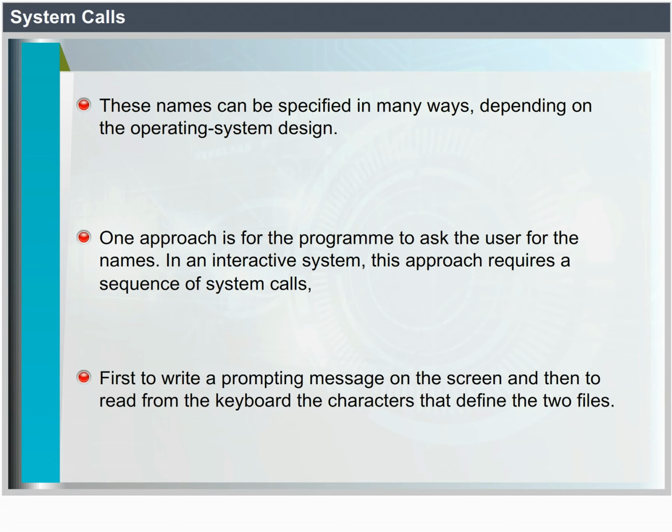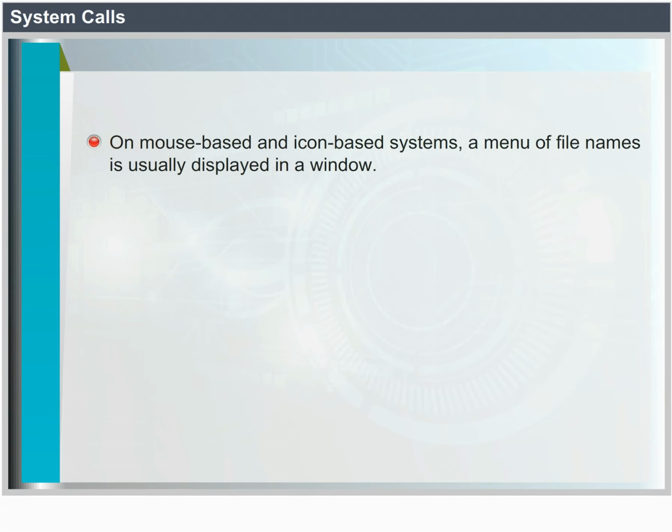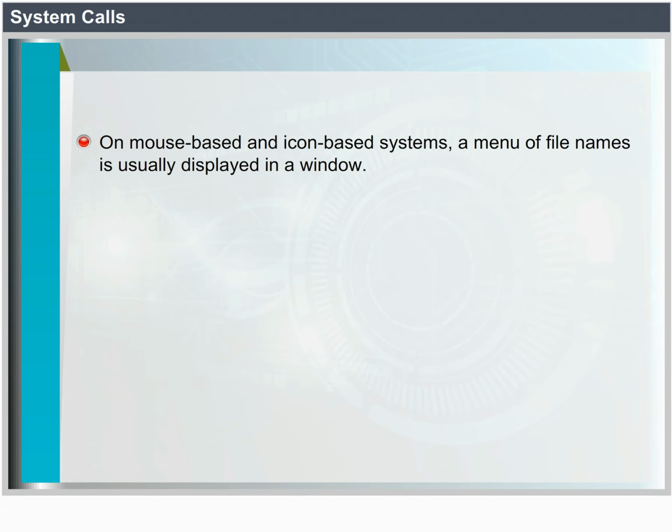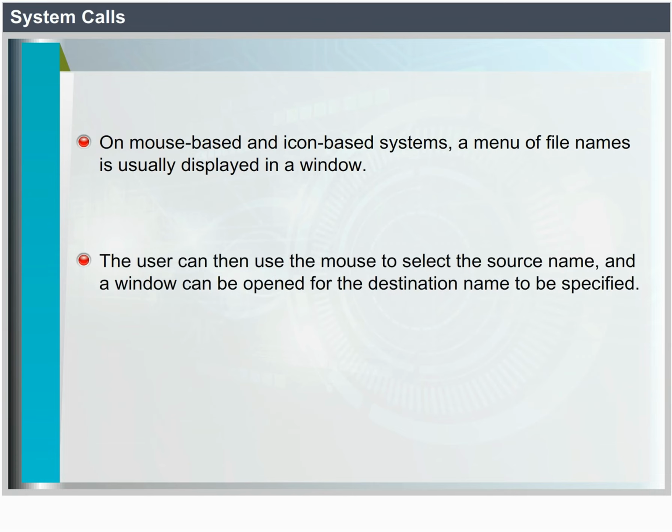On mouse-based and icon-based systems, a menu of file names is usually displayed in a window. The user can then use the mouse to select the source name, and a window can be opened for the destination name to be specified. The sequence requires many input-output system calls.